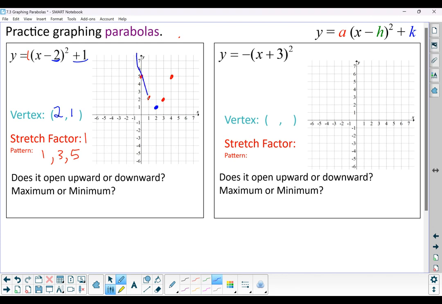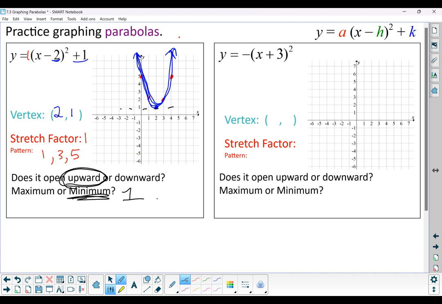So here's our, oh geez, that's like one of the worst parabolas I've ever drawn. Here's our parabola. Wow, sorry. We would say that this parabola opens upward, and because it's opening upward, we have this lowest value, this minimum value of 1.